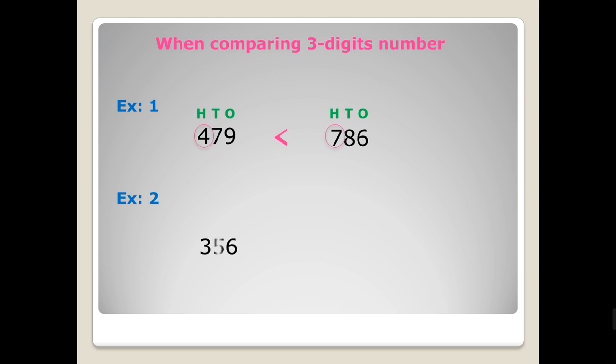Example number 2. If we have 356 and 398, write H, T, O and H, T, O. Look at the numbers in the hundreds place in the two numbers, 3 and 3. We have the same numbers. So move to the tens place, 5 and 9. Which is the greatest number, 5 or 9? Yes, excellent, 9. So 398 is greater than 356.